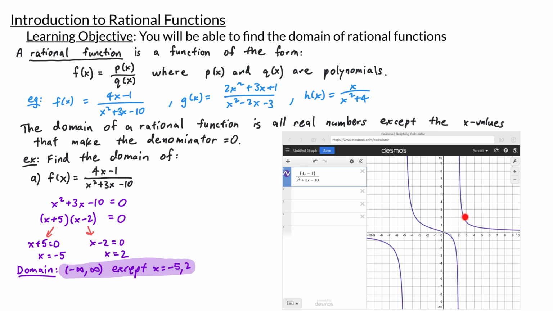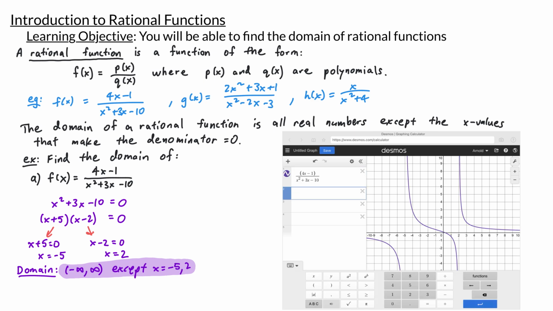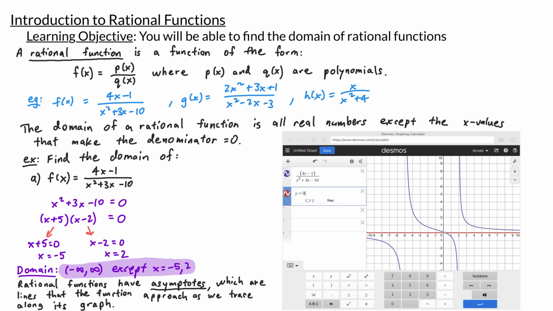When I trace this graph to the right, it seems like my graph is getting closer and closer to the x-axis, and the same thing when we trace to the left. The graph gets closer and closer to the x-axis. So as we trace our graph to the right and left, our graph gets closer and closer to the horizontal line y equals 0. This line that our function gets closer and closer to as we trace along its graph is called an asymptote, and it's something that rational functions have.